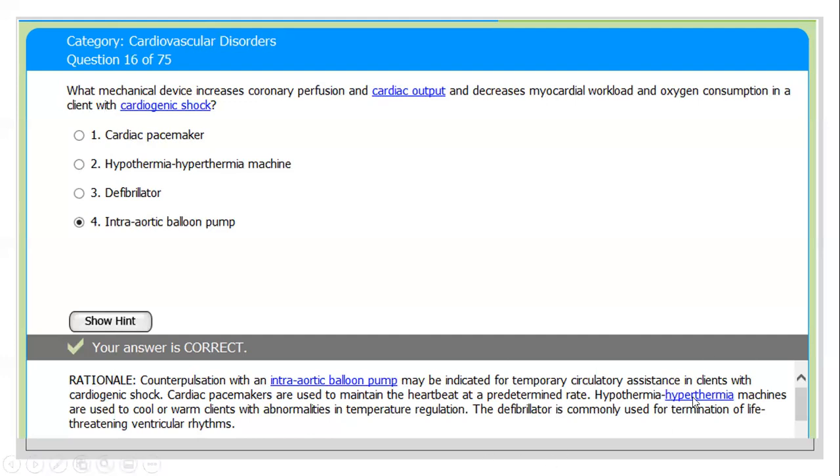Hypothermia and hyperthermia machines are used to cool and warm the client with abnormalities in temperature regulation. It is not related to cardiogenic shock. The defibrillator is commonly used for termination of life-threatening ventricular rhythms, right? Ventricular rhythm, not cardiogenic shock.